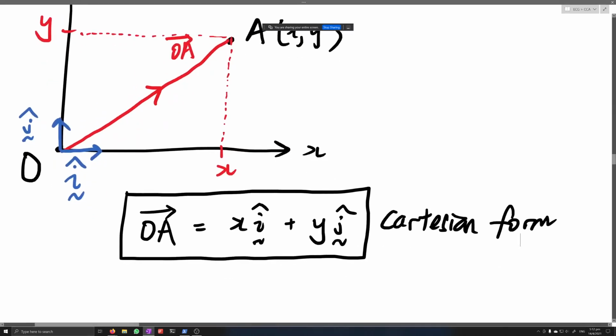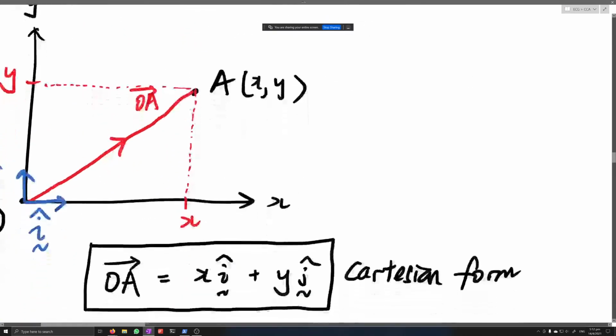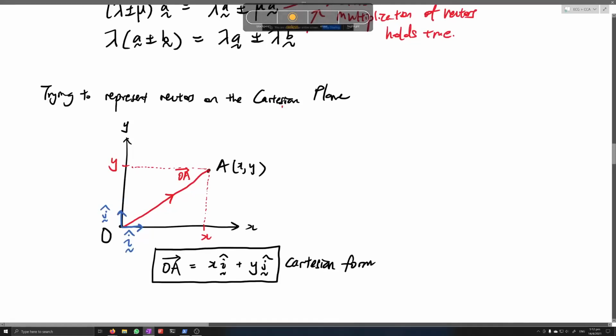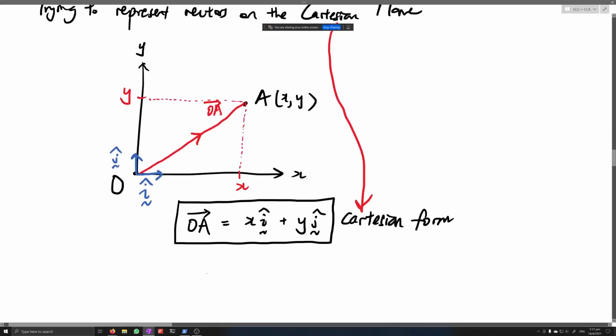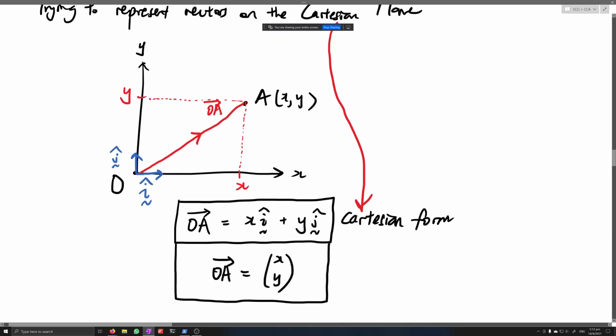Of the vector, and it's very aptly named because, of course, you are trying to represent the vector on the Cartesian plane, and therefore we call it Cartesian form. Okay, so you can also say that OA equals big bracket x on the top, y on the bottom. This is another way to write it. This one is called column vector form. Cartesian form of OA.